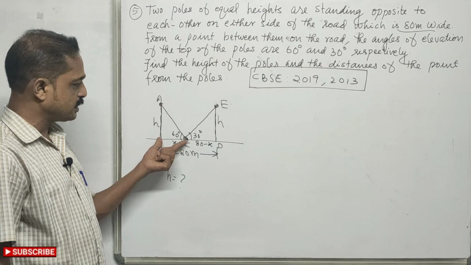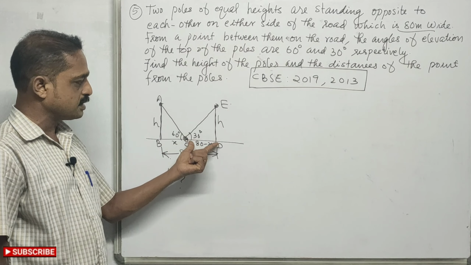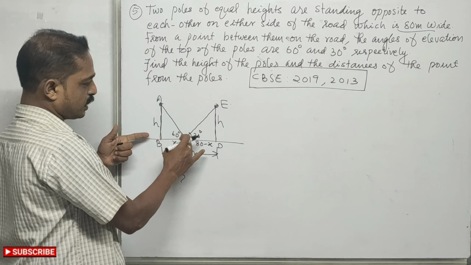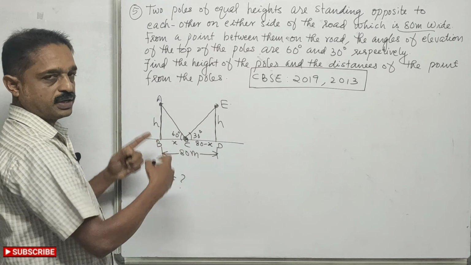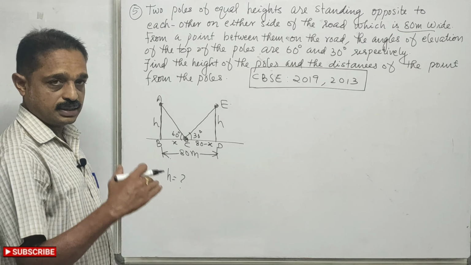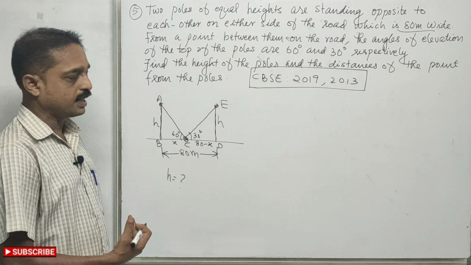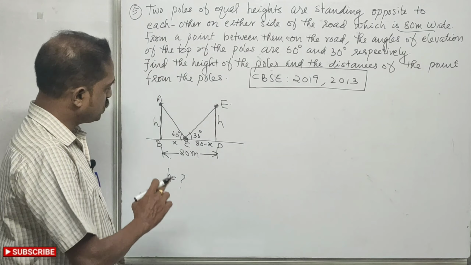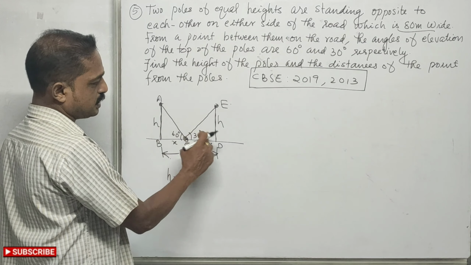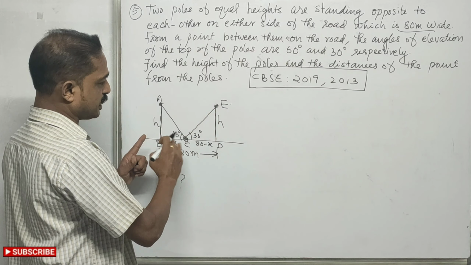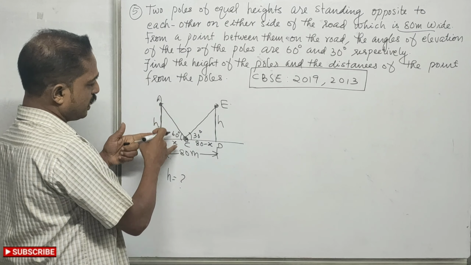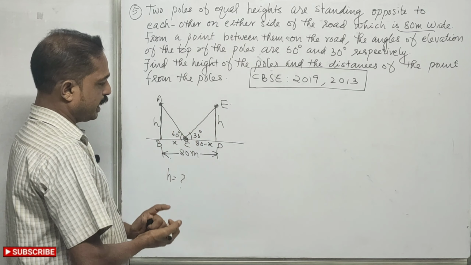If this distance BC is equal to X, the remaining distance CD will be 80 minus X. So here we have got two right triangles. Now we have drawn a rough figure concerning this. Now in the next step you will have to identify the right triangles in the figure. So in this figure, two right triangles are there which are ABC and CDE. Using these two right triangles, we have to find out the value of H.